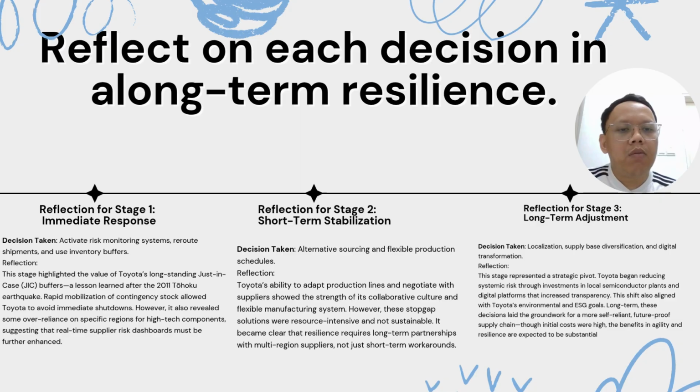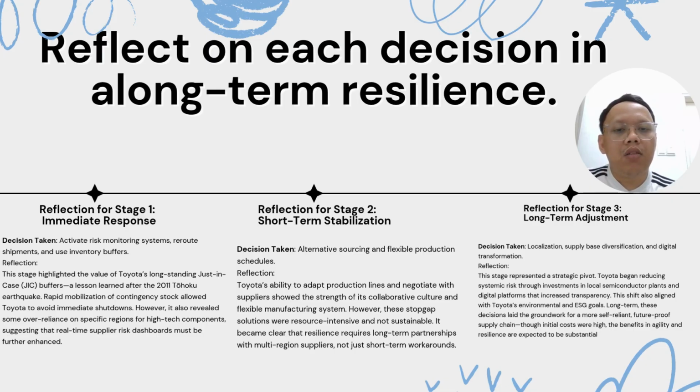In stage two, short-term stabilization. Toyota's ability to adapt production line and negotiate with suppliers showed the strength of its collaborative culture and flexible manufacturing system. However, these short-term solutions were resource-intensive and not sustainable. This revealed that long-term resilience requires stronger partnership with multi-region suppliers, not just short-term workarounds.